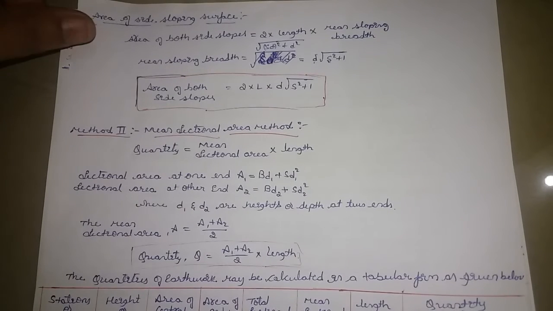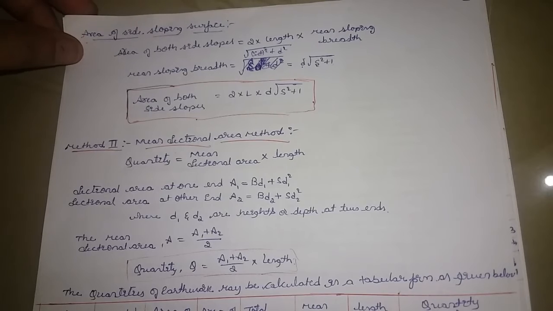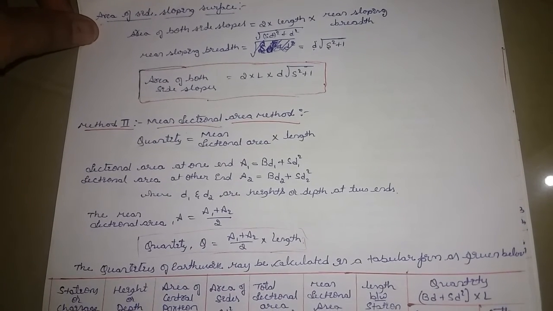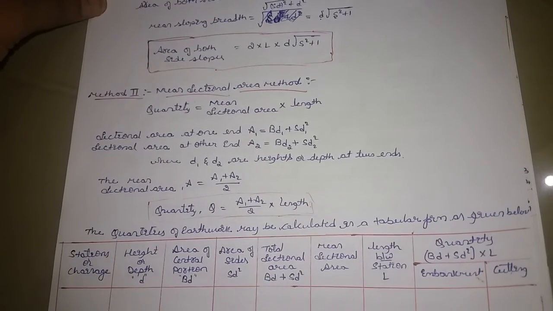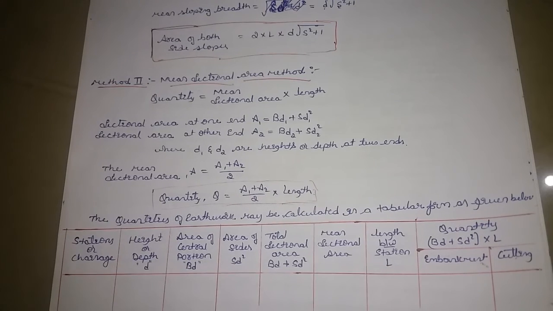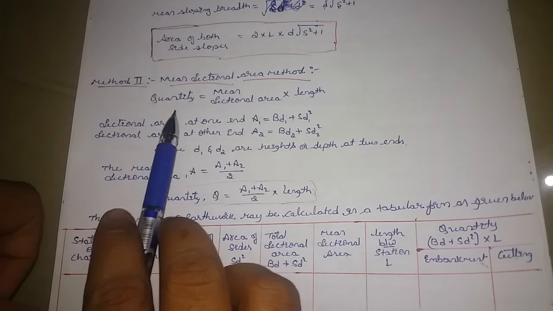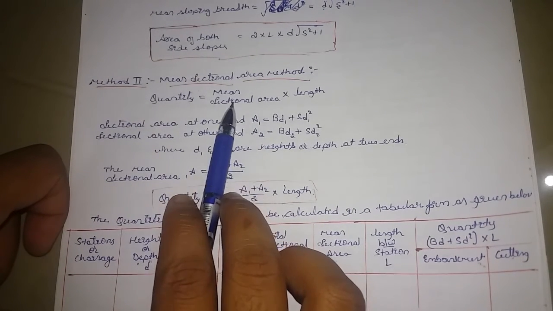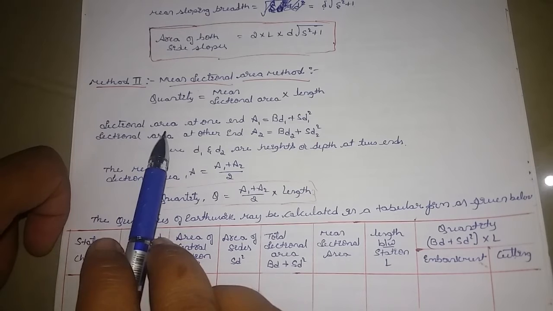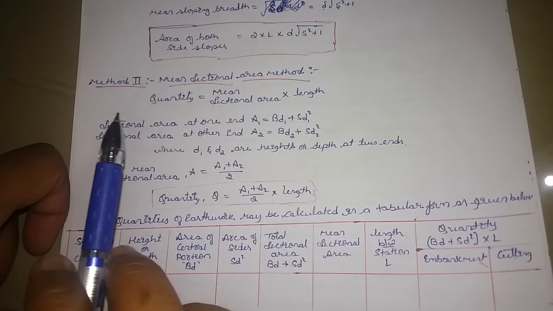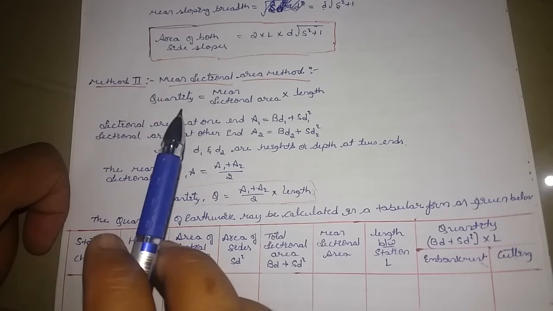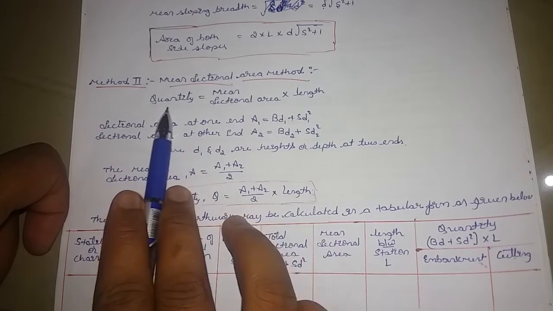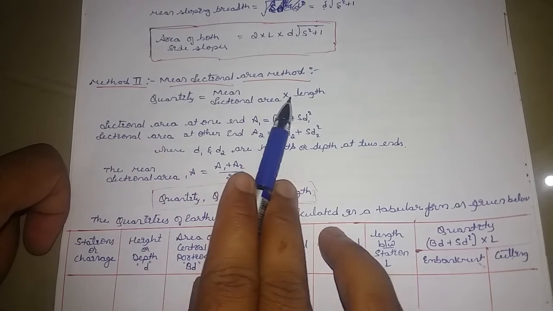Now we will see what method number 2 is. Method number 2 is nothing but the mean sectional area method. It is also similar to that part. The formula will be the same: quantity is equal to mean sectional area into length. Previously, in the mid-sectional area method, the area of the mid section into length gives you the quantity. Here, in the mean sectional area method, quantity is equal to mean sectional area into length.